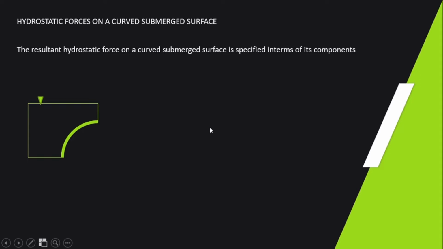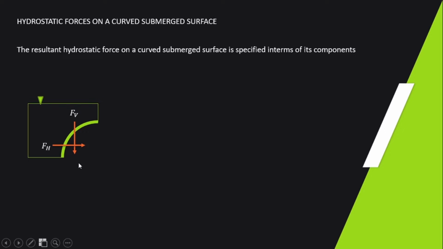So ngayon, yung pag-usapan natin this time is the hydrostatic forces on a curved submerged surface. So the resultant hydrostatic force on a curved submerged surface is specified in terms of its components. So as you can see in the figure, this is the water surface or the liquid surface, and meron tayong submerged surface na yung nakikita nyo sa screen nyo is yung thickness of that surface. So ibig sabihin, meron siyang width perpendicular sa screen nyo.